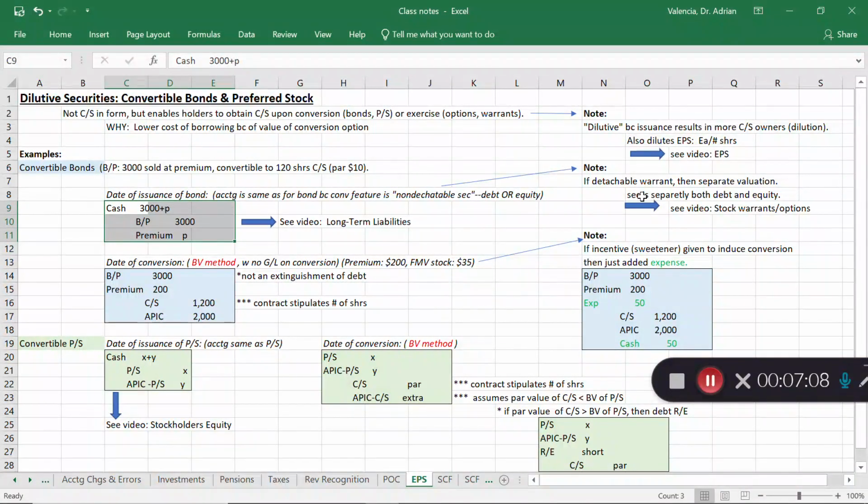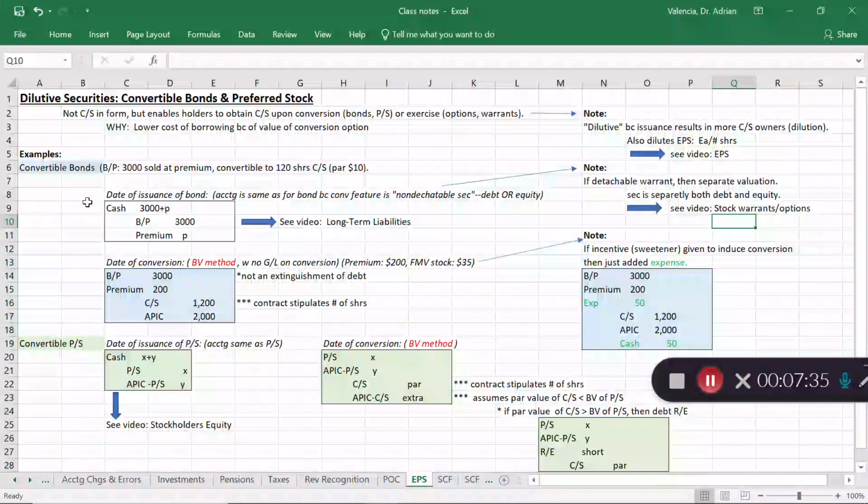And at that point, notice how over here I said that the security is either a debt instrument or an equity instrument, but it can't be both at any point in time. If it's a detachable warrant, then technically you have two securities. You have a security that's a debt instrument, and you have the warrant that is an equity instrument, right? And that's why you have to separate the valuation. So to see how to account for that, see the video on stock warrants and options, okay? But here we're going to assume that this is the scenario where the conversion feature is an attached, non-detachable part of the bond. All right, so this is nothing new. This is something you've learned in the past.